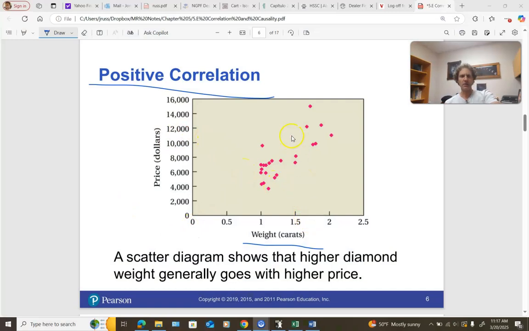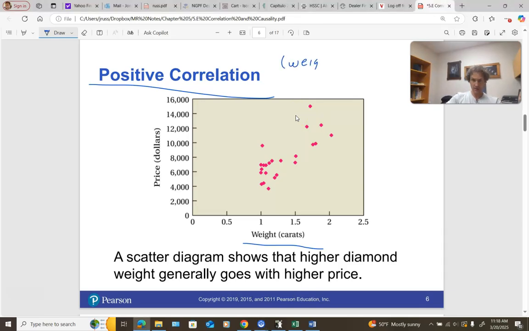Okay. First, let's look at what we're actually talking about here. When it says weight, it lists the unit of measure. This is carats. Any of you that are familiar with jewelry or precious metals know that diamonds are measured in carats. It's just a unit that's used for measuring the mass or weight of a diamond. We see that on this horizontal axis, and on the vertical axis we see the actual price.